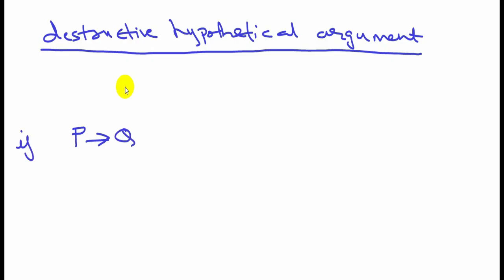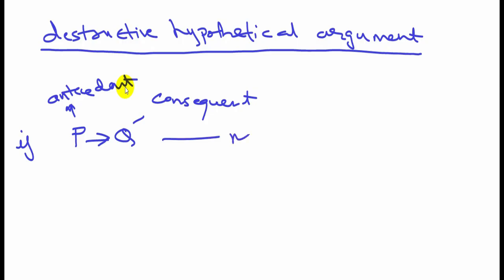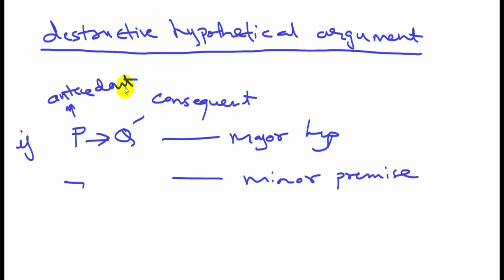If P then Q. In a destructive hypothetical argument, the minor premise denies the consequent. So this is the antecedent and this is the consequent. This is the major premise, a hypothetical argument. Then we have the minor premise, which denies the consequent. It says not Q.